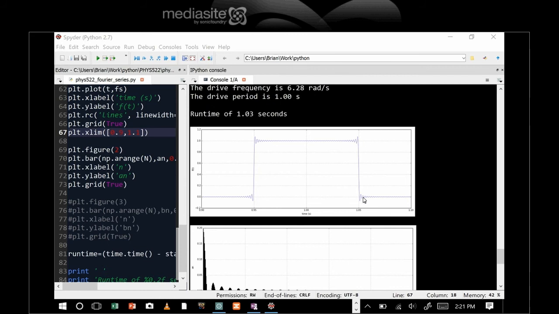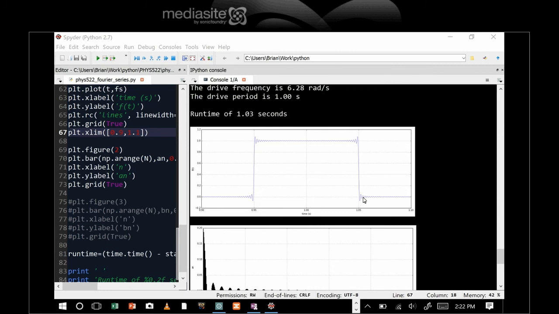Those wiggles have a name. It's called the Gibbs phenomenon. And you may say, well, what's that? Think about it. I'm trying to create a very sharp edge, which is a discontinuity. It's a piecewise discontinuity approximated with a sum of continuous functions. So there's always going to be some errors.